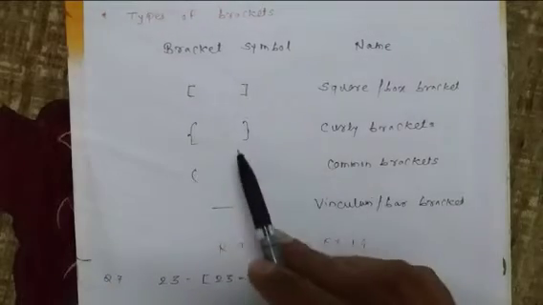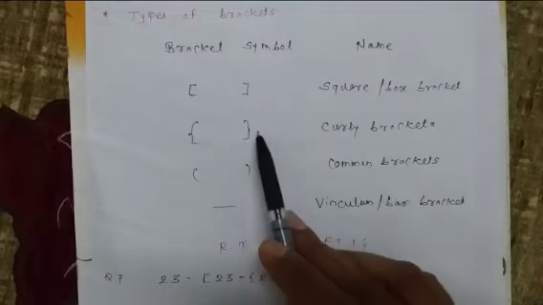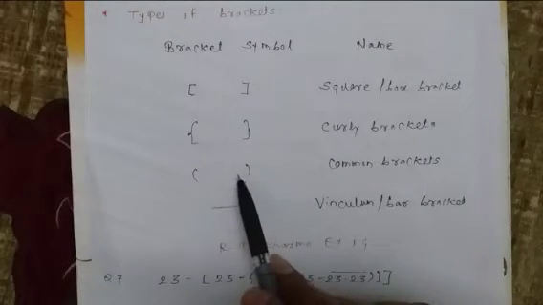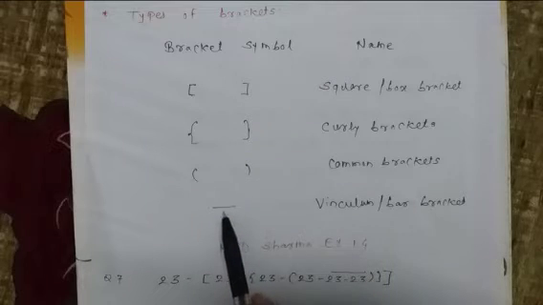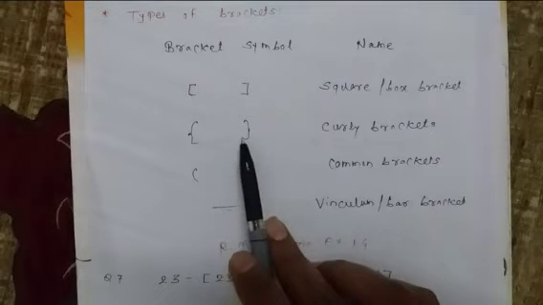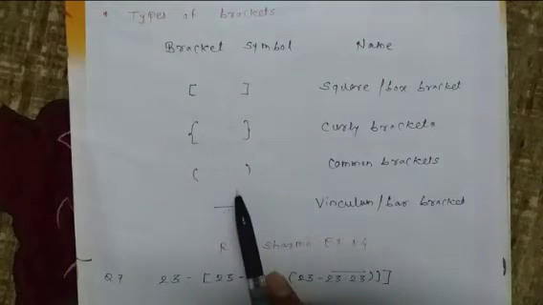Now, if there is more than one type of bracket in the same question, we have to follow the sequence. Suppose there are all these four types of brackets, then how to open these brackets? The sequence is, first we have to open this vinculum or bar bracket, then our most commonly used common bracket, then curly bracket, and finally we have to open the square brackets. To learn this, let's solve some questions from R.D.